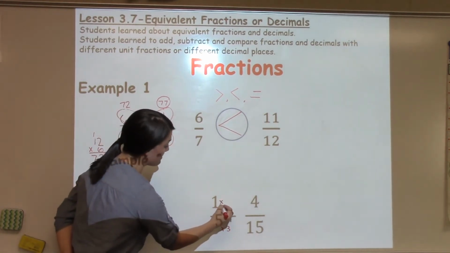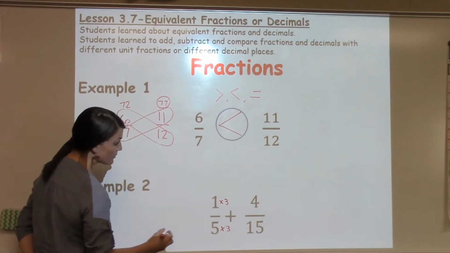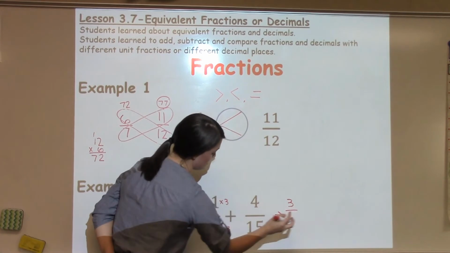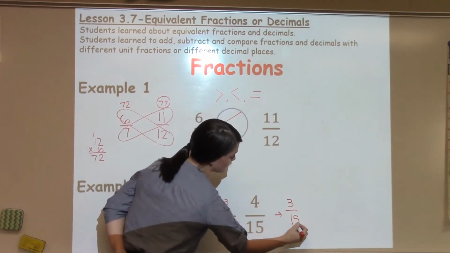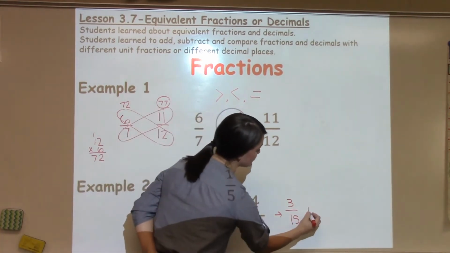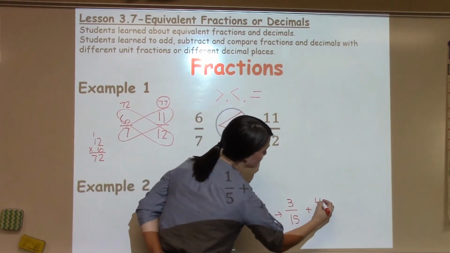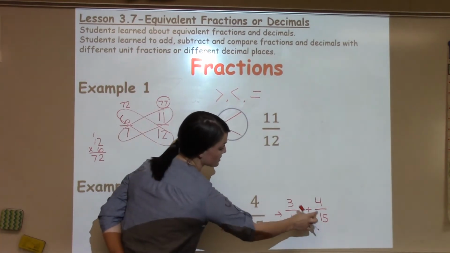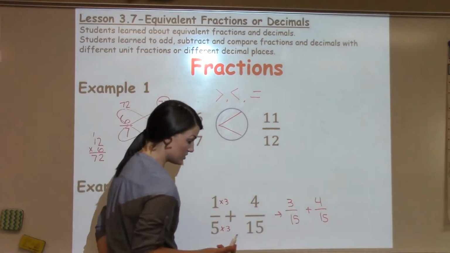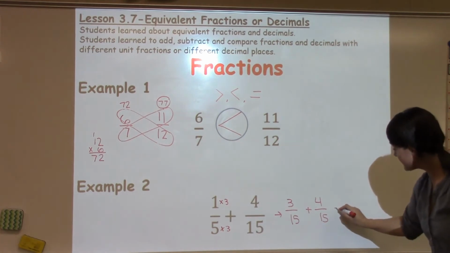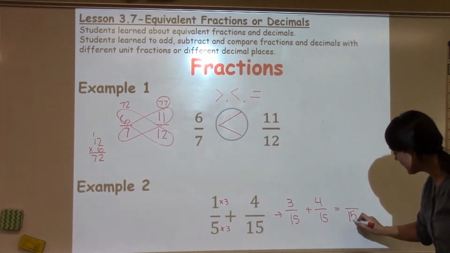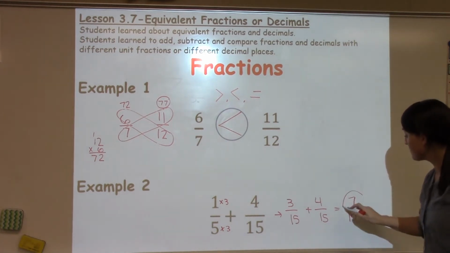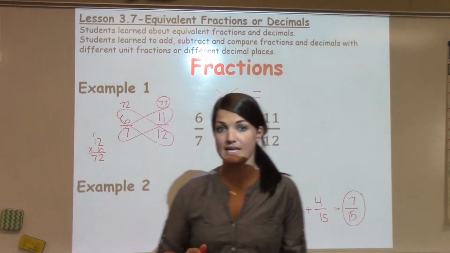Anything I do to the bottom, I must do to the top. Now I'm going to rewrite these fractions over here. 1 times 3 is 3. 5 times 3 is 15. This is the shortcut way because I do not have to change 4/15ths. I've already made this one into 15, and now it matches the other 15, so I do not have to change that fraction. Now that the denominators are the same, they get to stay the same, and I just add the tops. 3 plus 4 gives me 7 for a final answer of 7/15.